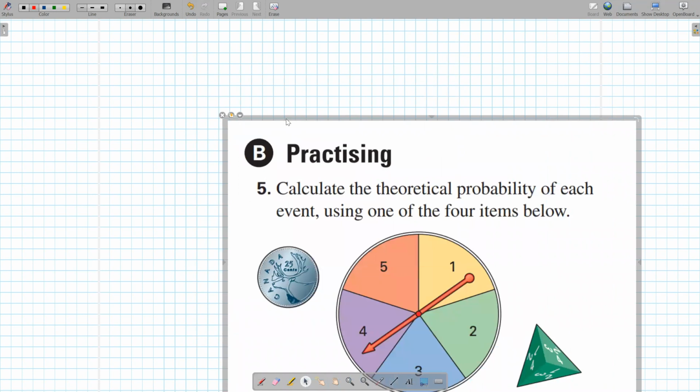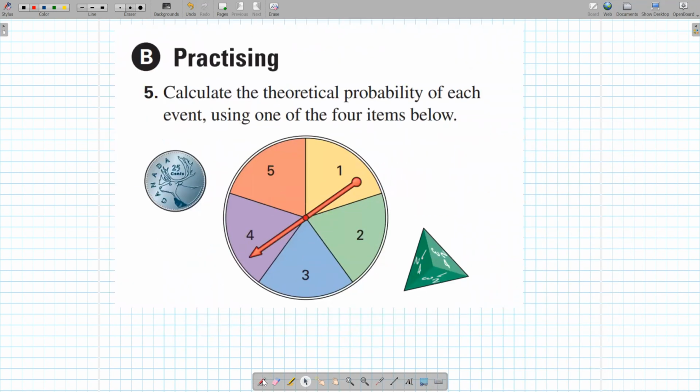This one says calculate the theoretical probability. The first one is a quarter, yeah? What's the probability of rolling a head or a tail? That's just a half, right? 1/2. Yeah. What about for this one? For this pie chart looking thing? 1/5. Yeah.